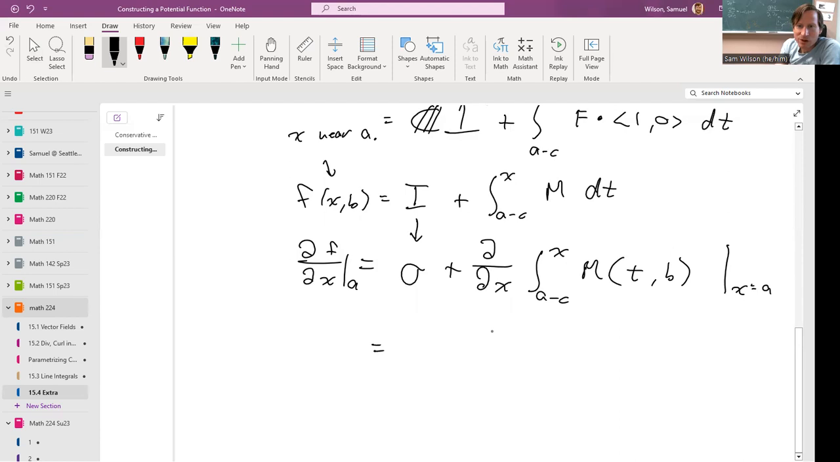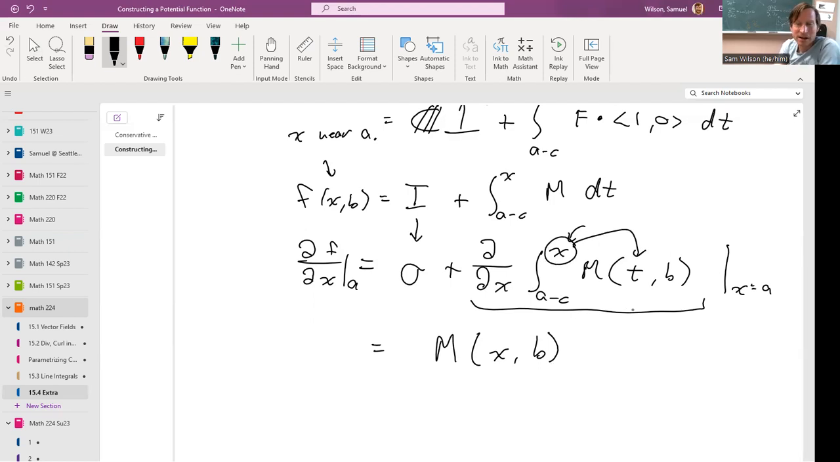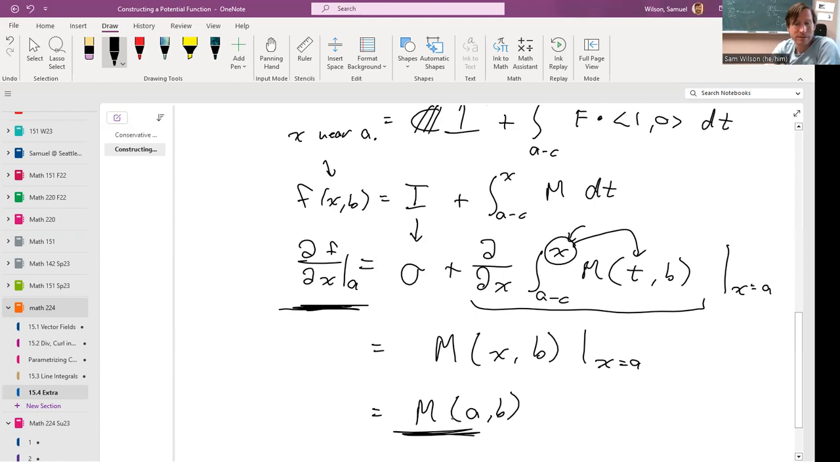Okay, so when we evaluate this derivative, the fundamental theorem of calculus says that if you do this definite integral with the variable x in the upper bound, and then take a derivative with respect to x, the integral and the derivative undo each other, and you just get capital M of (x, b). That's the fundamental theorem of calculus. But remember, we still need to evaluate this at x equals a. And so we get capital M of (a, b). So what we just found is that the partial derivative of little f is M. And that's what we wanted.